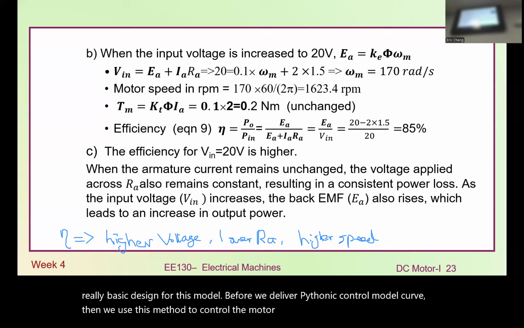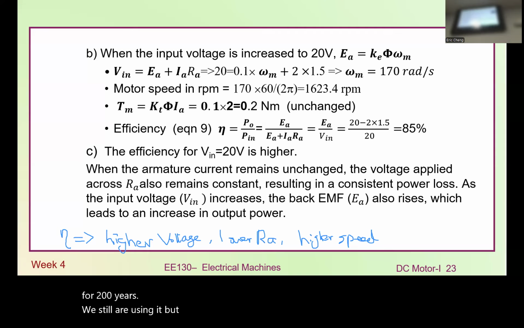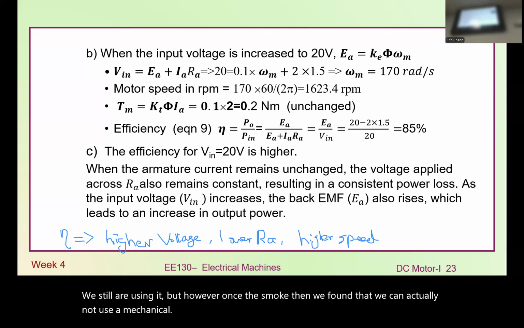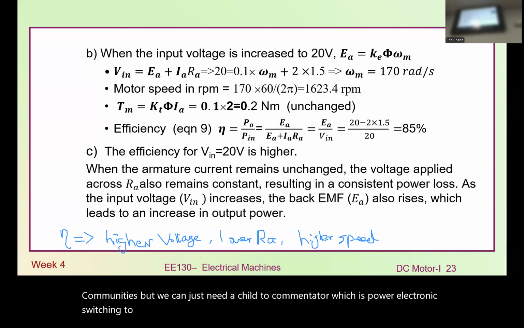So this motor has been around for 20 years, and we still use it. However, once we developed the brushless motor, we found that we can actually not use a mechanical commutator, but an electronic commutator, which is power electronic switching to change the current direction. You will learn it after the midterm, in a few weeks.